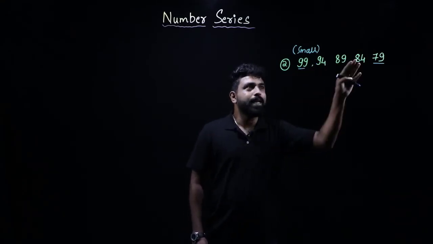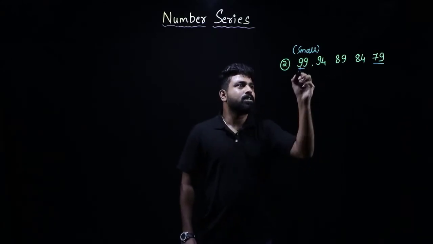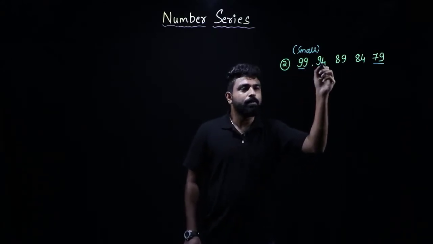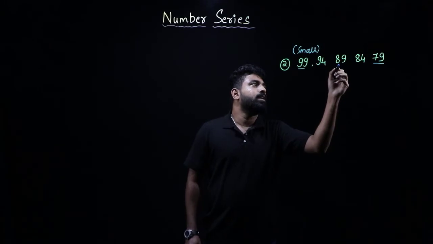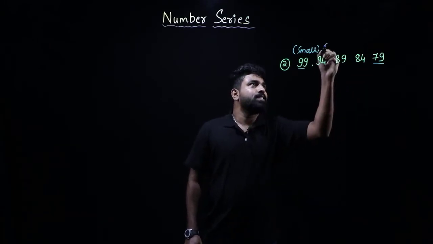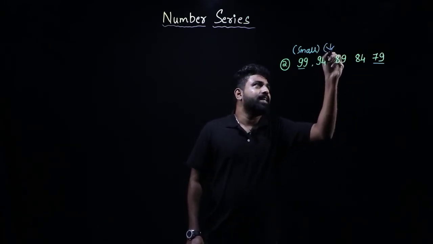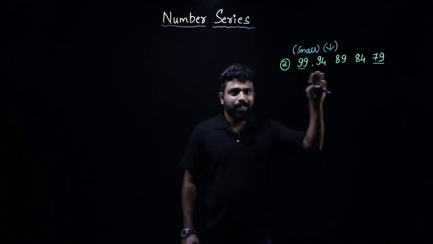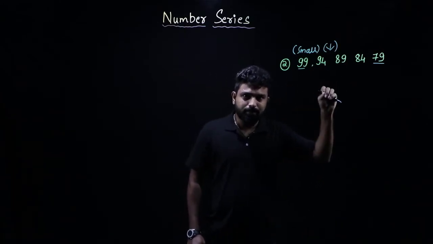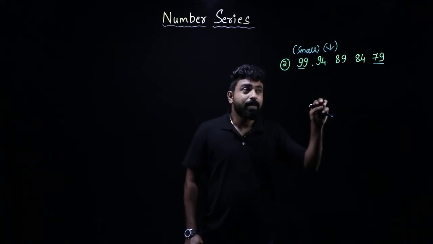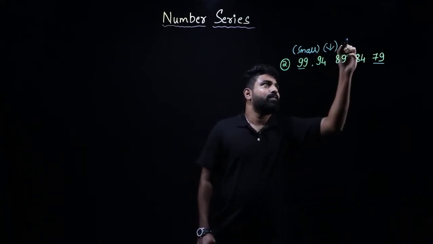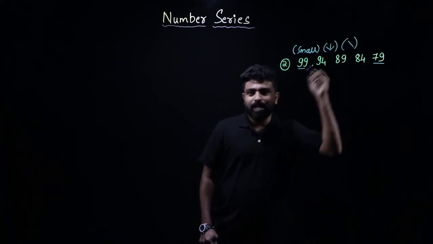Check if the numbers are increasing or decreasing. The first term here is 99. It's going on to become 94 and then 89 and so on. So the numbers in the series are decreasing. So is it a gradual increase or gradual decrease or a drastic decrease? It is a gradual decrease here. So I've noted it down like this. So it's a gradual decrease.